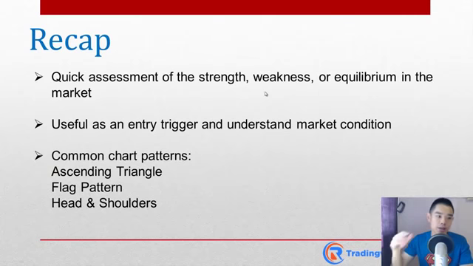So with that said, a recap of what chart patterns do. Number one, they give a quick assessment of the strength, weakness, or equilibrium in the market. They're useful as an entry trigger and to understand market conditions. For example, as we shared earlier, head and shoulders is telling you that the buyers are getting weak. The ascending triangle pattern is telling you that the buyers are getting stronger because they are willing to buy at these higher prices. So it's useful to help you understand what the current market condition is. I shared with you common chart patterns like the ascending triangle, the flag pattern, and head and shoulders. There are more patterns out there, trust me. But again, it all boils down to just reading the swing highs and swing lows in the market. That's really all you need.